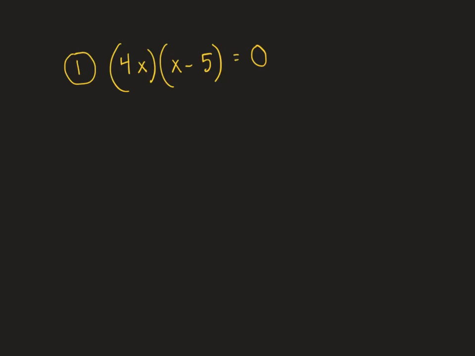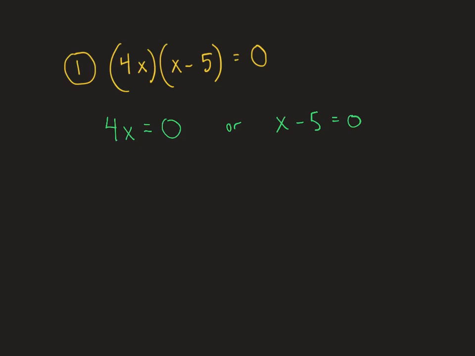Number one, 4x times (x minus 5) equals 0. And one thing that's going to be important in this section is anytime you're multiplying two things, in this case, two parentheses, if you're multiplying two things and they equal 0, you know that one of those two things has to be 0. So in this case, either 4x equals 0, that first parentheses, or x minus 5 equals 0. If you're multiplying two parentheses equal to 0, it's fairly simple to solve.